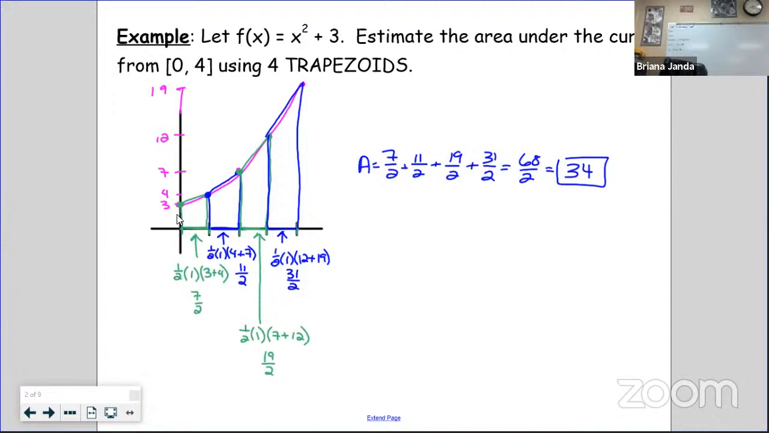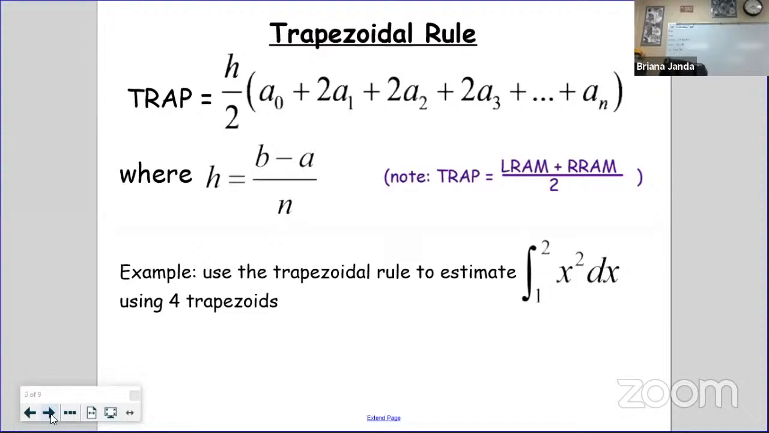Okay, just a different shape. Now, transitioning that into our table of data, we have to again consider what shape we are looking at. And we've done this with rectangles, LRAM, RRAM, MRAM, but now what if they were specifically asking you to do trapezoids?